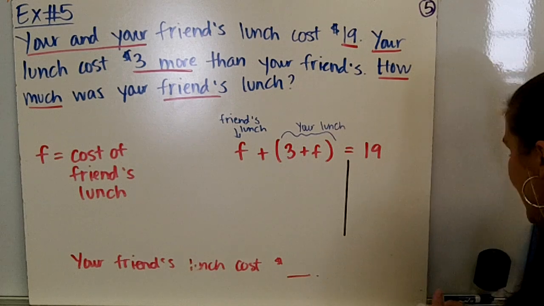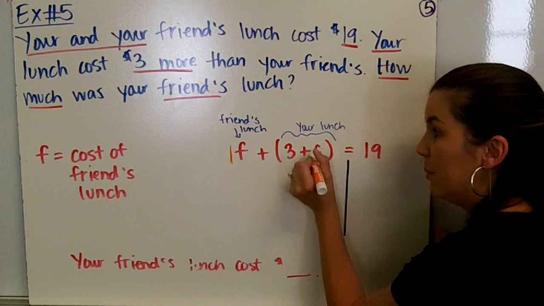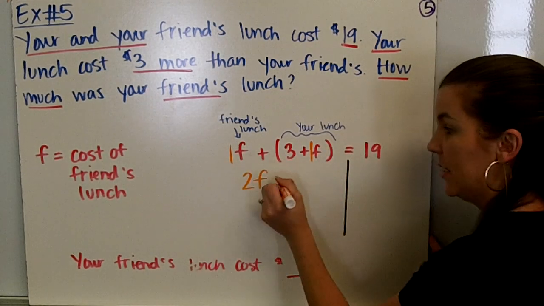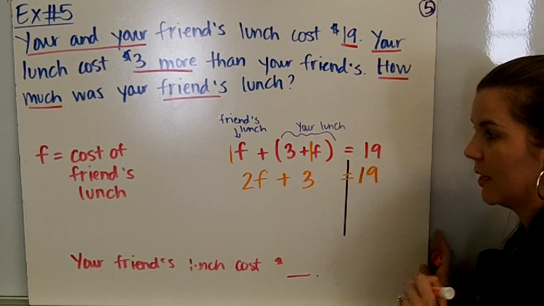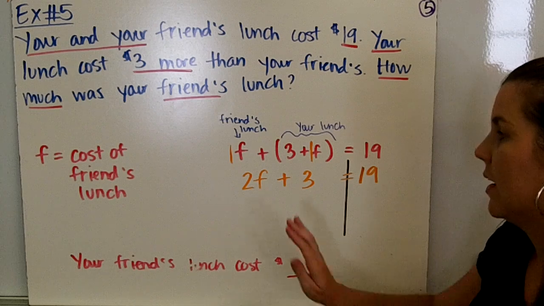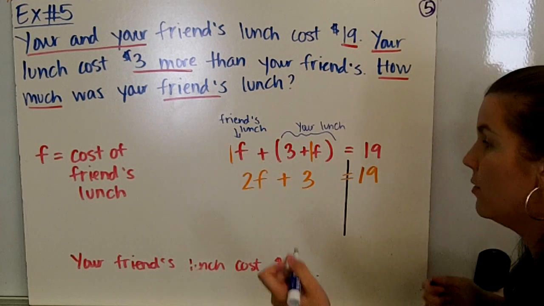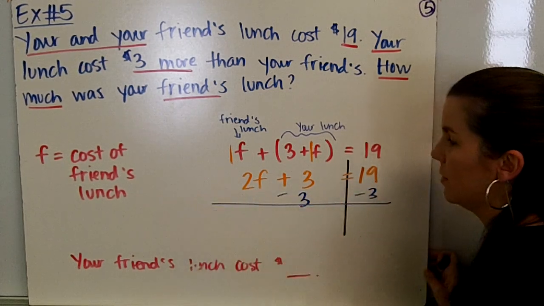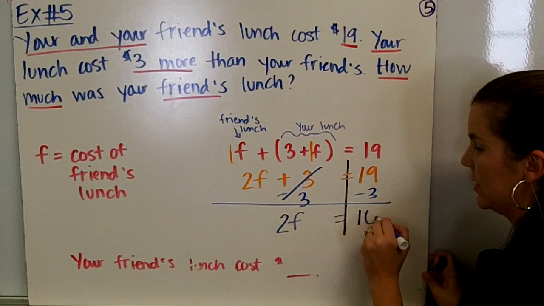We can combine like terms first before solving. I have one F plus another F, that means I have 2 F's. Plus 3 equals $19. Now go to where your variable is and cover it up. I have plus 3. In order to get that by itself, I need to subtract. Subtract 3 from both sides of the equation. 2F equals 16.